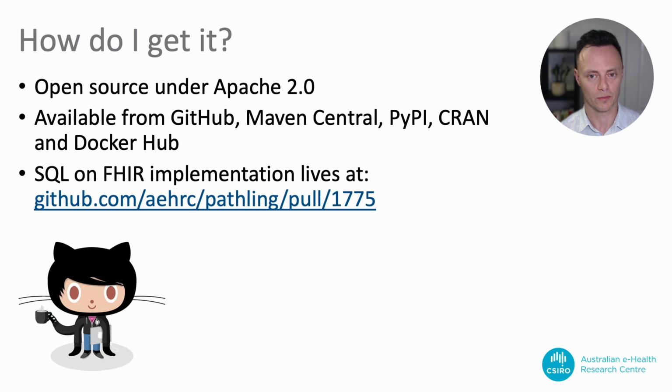Pathling is free and open source under the Apache 2 license. The source code is available from GitHub, and we distribute the software as Java, Python, and R libraries. We also publish a server image via Docker Hub. If you want to run the code that I will be running today, you can build the Python library from the branch that is the subject of this pull request.